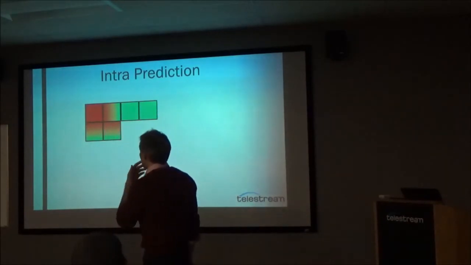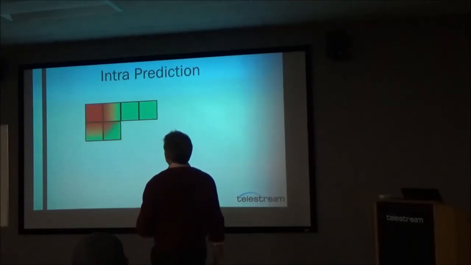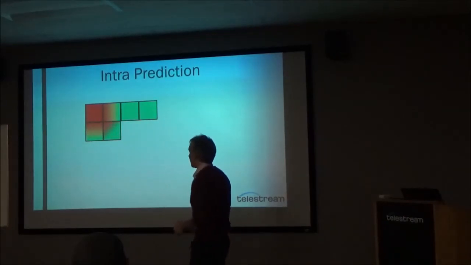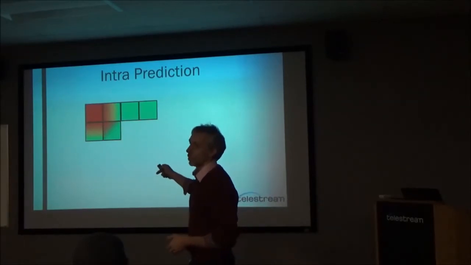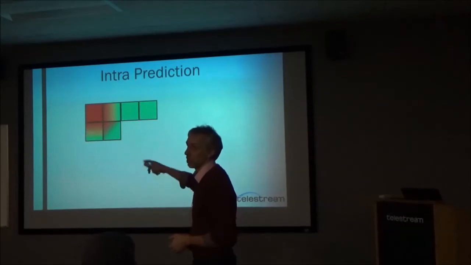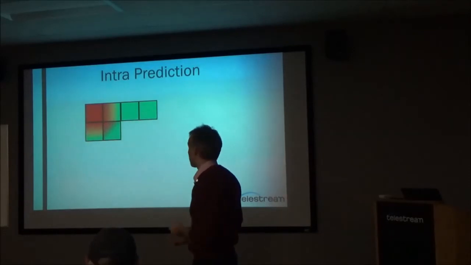Or maybe I can use the block on the left and it looks like this. Or maybe I can combine the two and it looks like this. I think this is probably a pretty good prediction for what that might look like. And if I use that prediction, maybe I don't have to send so many bits to represent that block. I can just send the difference between what I think it might look like and what it actually looks like.